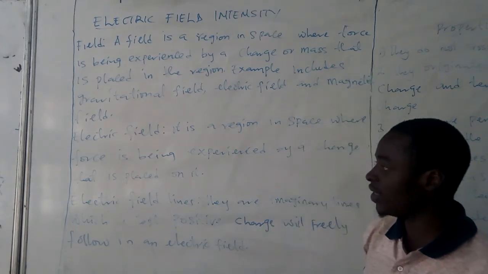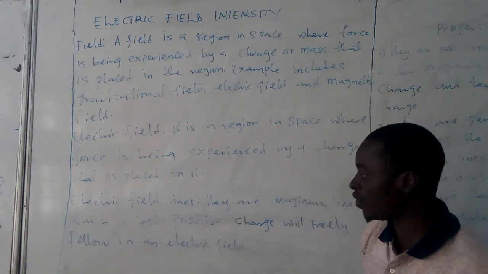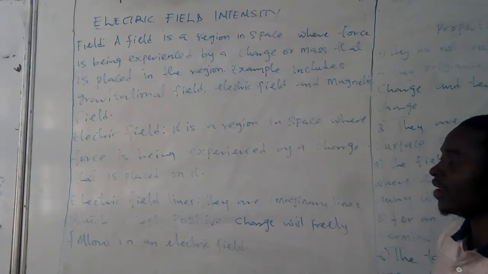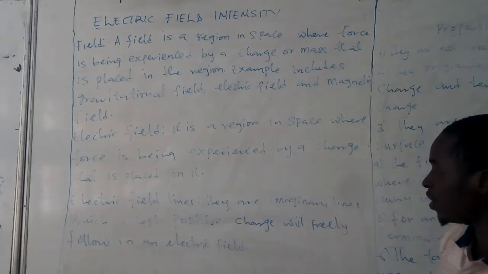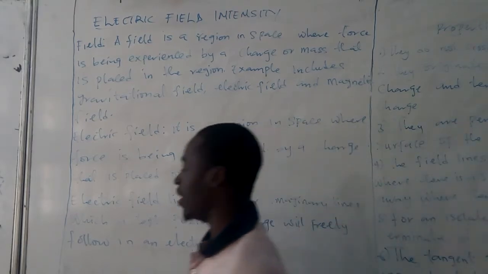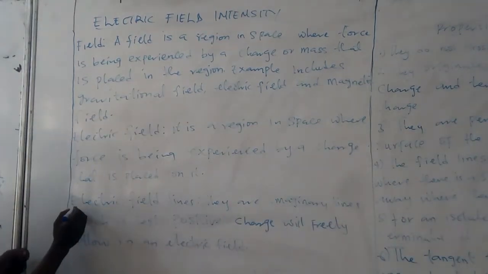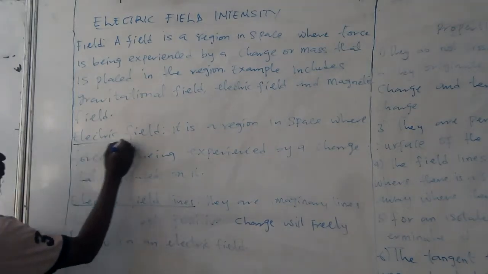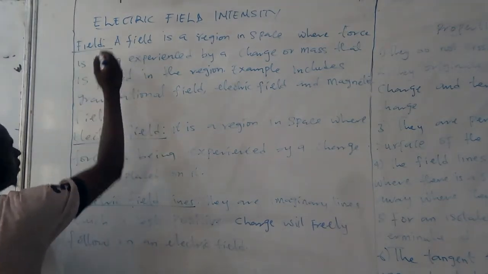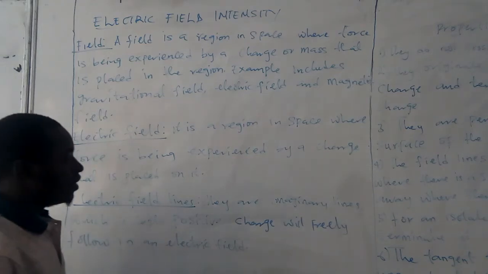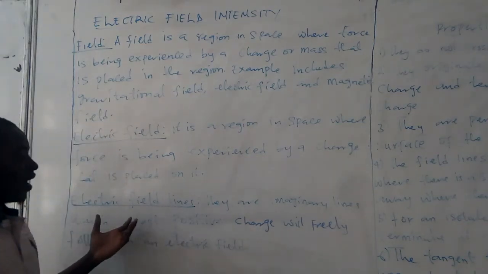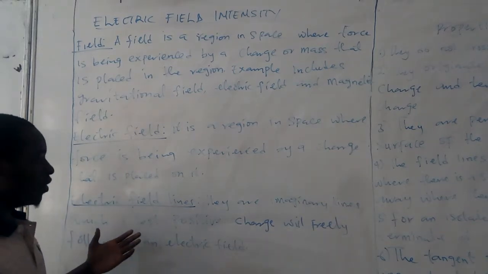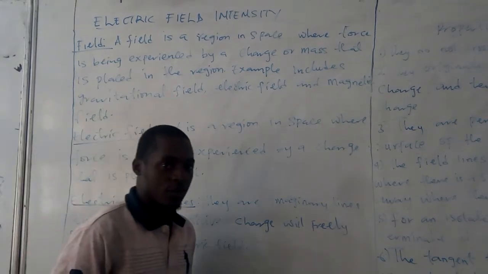If we understand that, then we have what we call electric field lines. Electric field lines are the imaginary lines which a positive test charge will freely follow in an electric field. Now, these electric field lines have properties, which we are going to talk about.